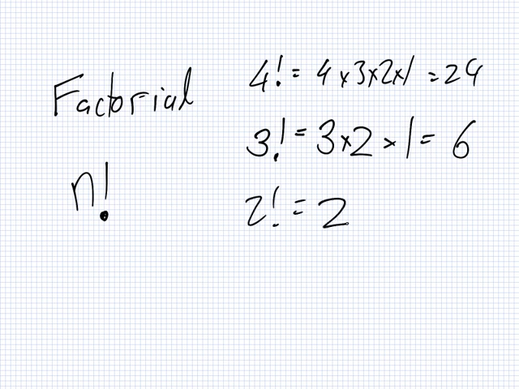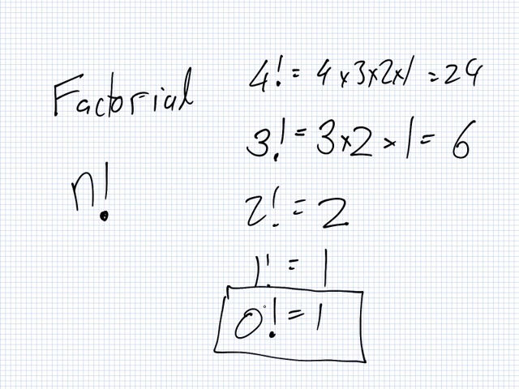This is 2 by 1, which is 2. This one? 1. And this one? 1. Yes. It seems strange, but just be careful with that. The last one here is a bit strange. Anyway, this is called factorial, so can you just write this down? This is factorial. And you have this on your calculator as well, which I'll show you.